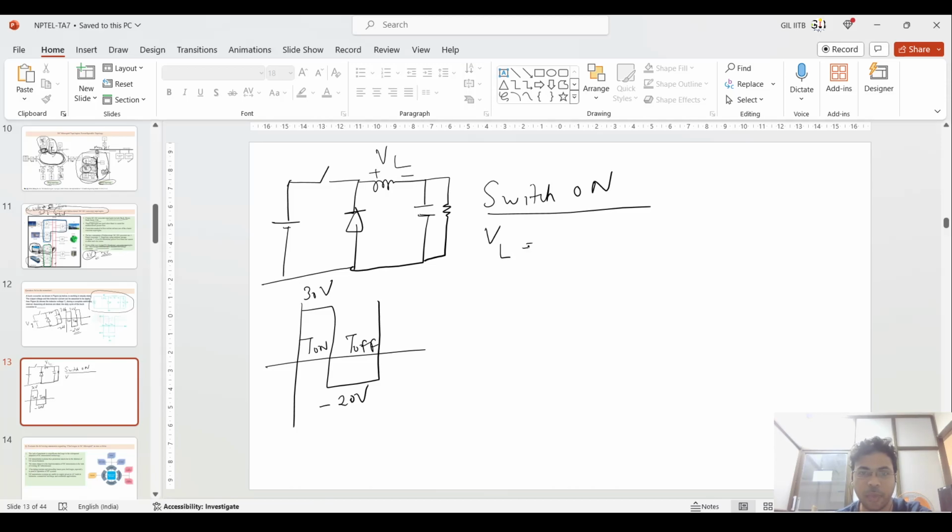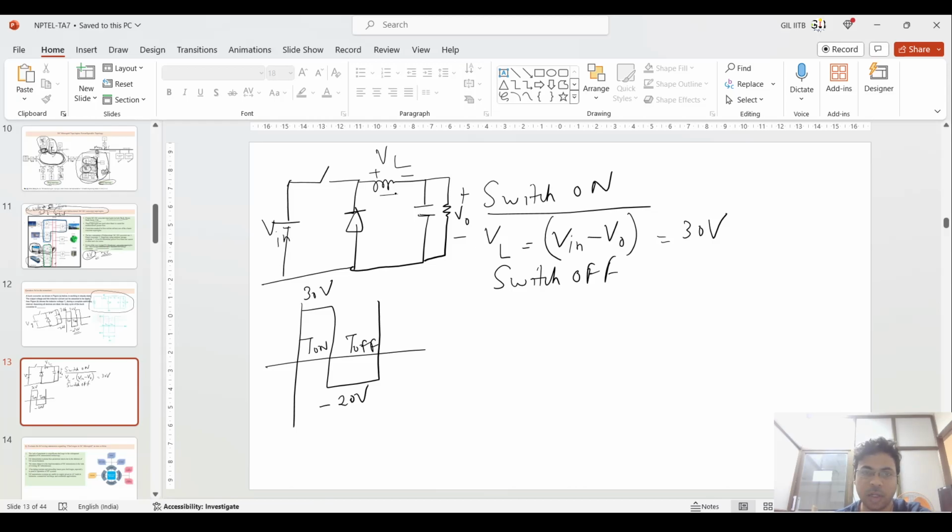When the switch is on, suppose this is the voltage across the inductor, plus minus, VL will be V input minus V output, where this is the V output and this is the V input. So V input minus V output will be seen at that particular moment across the inductor, that is given as 30 volt.